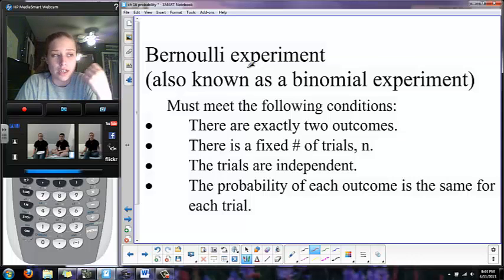It might be flipping a coin. Either it's heads or it's tails. It might be rolling a dice. You either get a number 2 or you do not get a number 2. There are always only two outcomes.